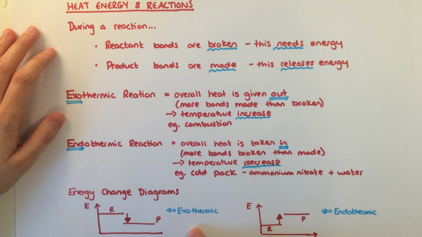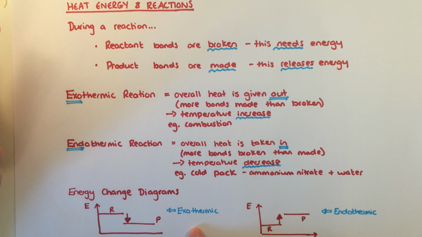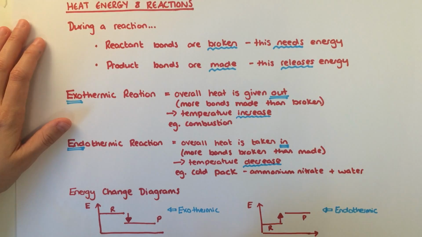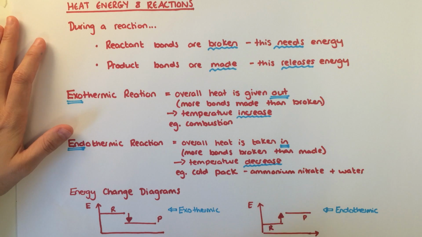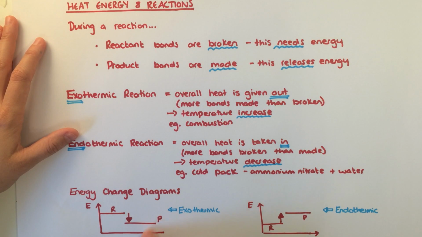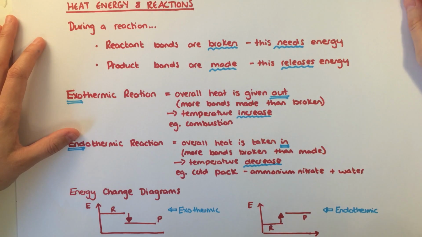Energy change diagrams show the amount of energy stored in the reactants and the products. In an exothermic reaction, there is more energy in the reactants than the products, so overall energy is given out, and in an endothermic reaction, more energy is stored in the products than the reactants, so energy must be taken in.